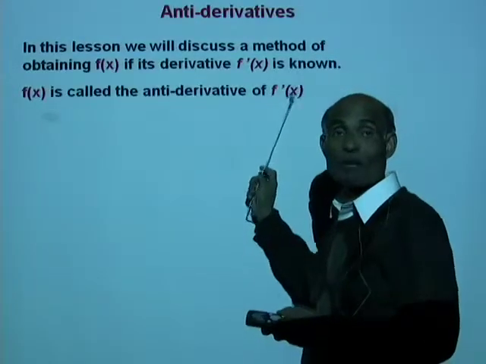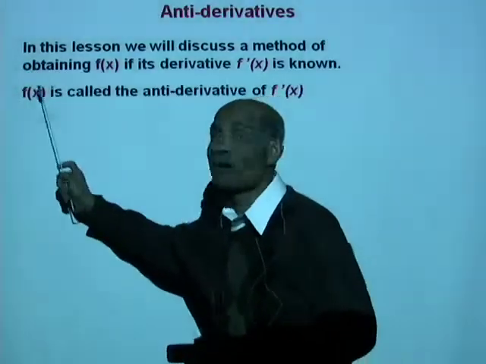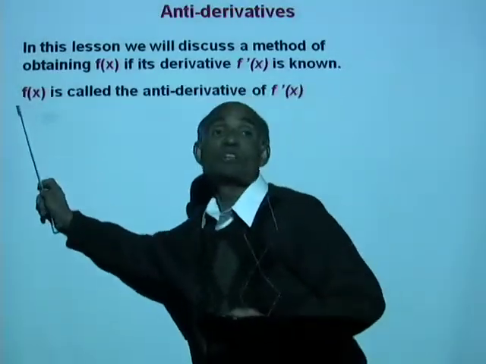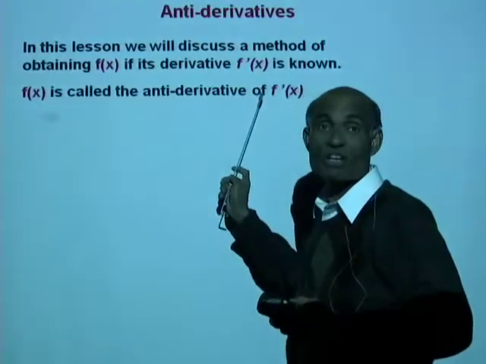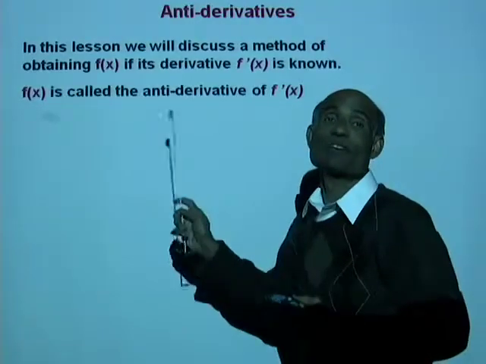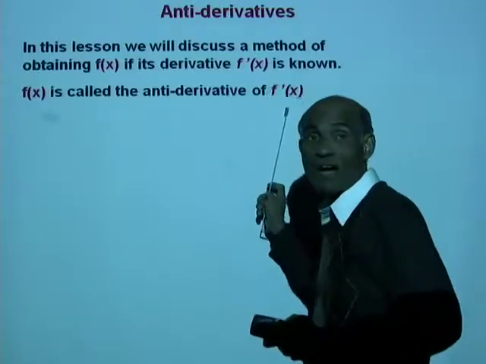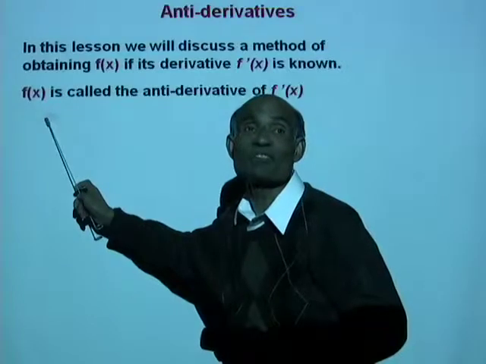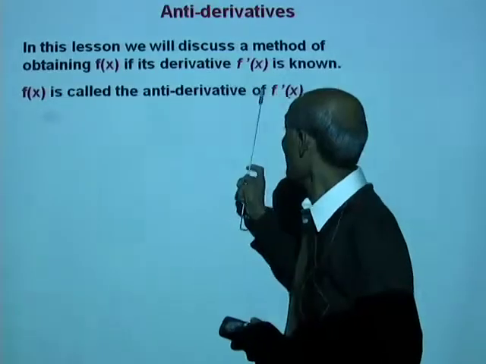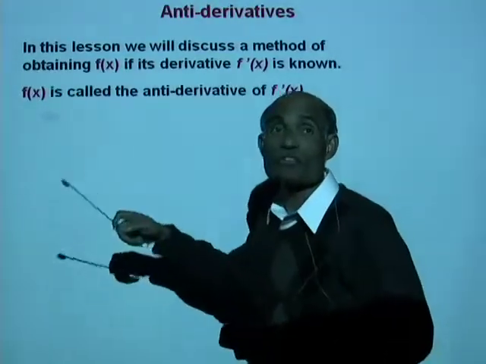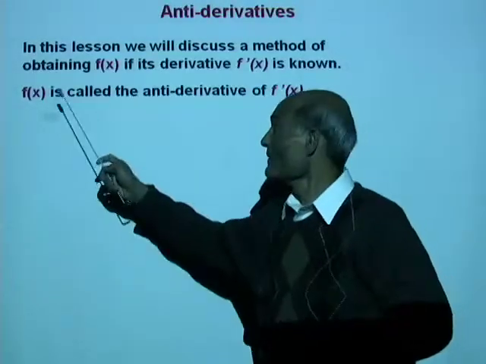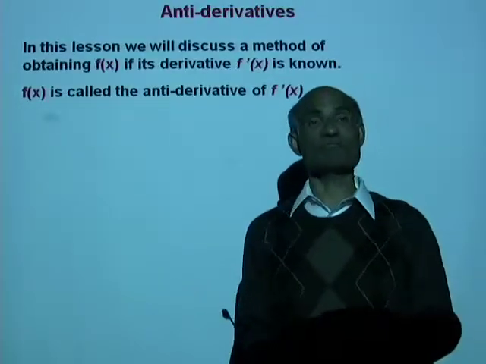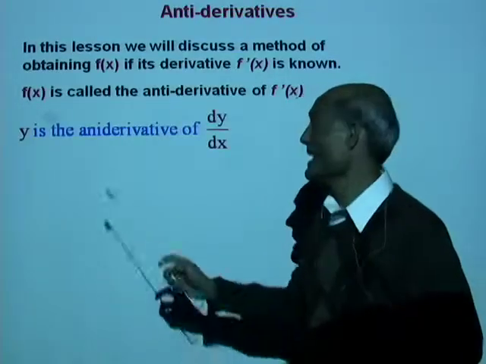In other words, f prime x is the derivative of the function f of x. So far, we were using f of x to find the derivative f prime x. In this lesson, we will have to use f prime x to find f of x. So, if f prime x is called the derivative of f of x, then f of x is called the antiderivative of f prime x.